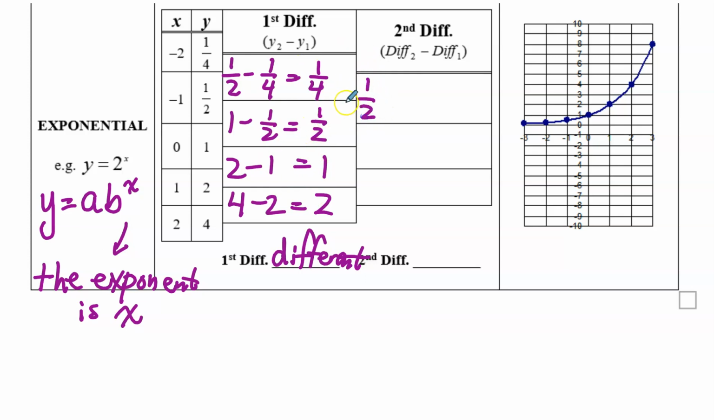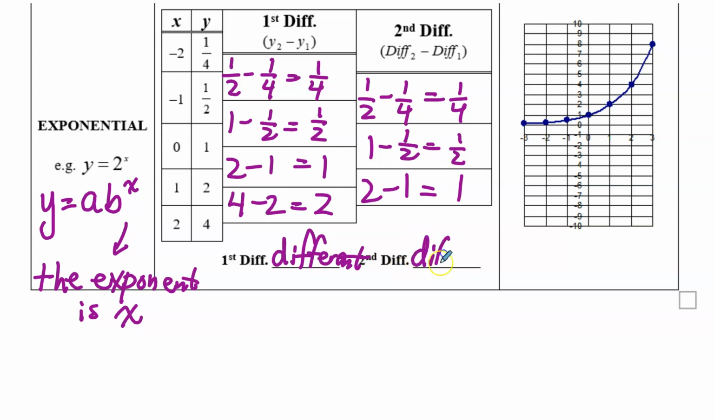So it's our second difference minus our first difference. 1/2 minus a quarter is a quarter. 1 minus a half. 2 minus 1. This time our second differences are also different. So if both your first differences and your second differences are not the same number, we can hope that it's an exponential, but we're going to check it out just to be sure.